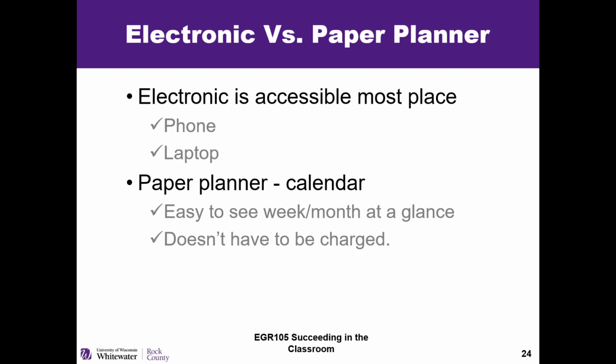The paper one, the other advantage of that is it doesn't have to be charged each time, right? It's always there. But you could lose it, right? Where the other one's in the cloud somewhere, so you have a plan somewhere with the electronic version. Whatever you do, pick what works best for you. Maybe it's a combination of the two. My younger son, who's in college, does both of these things. So pick whatever works for you.